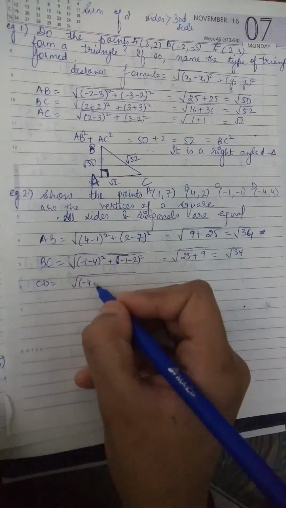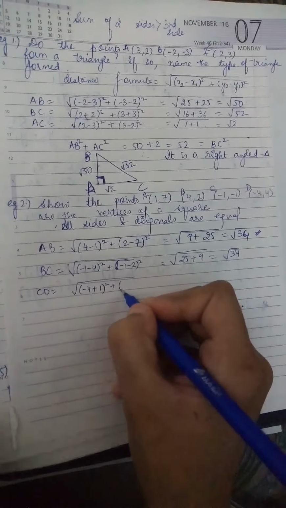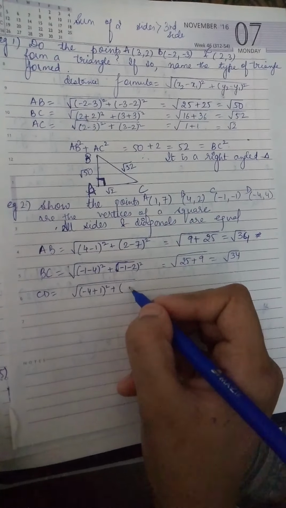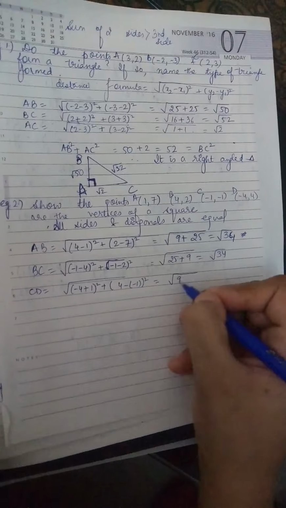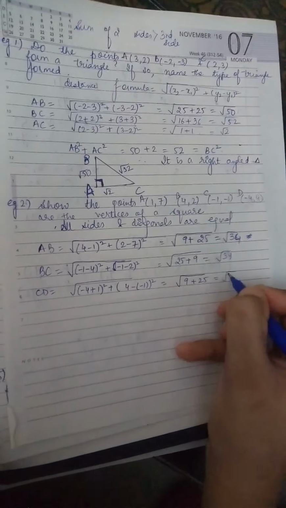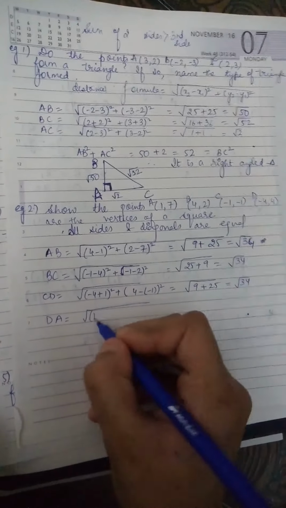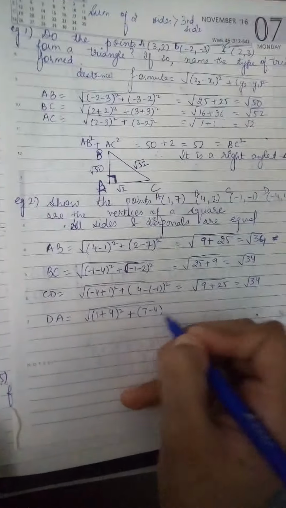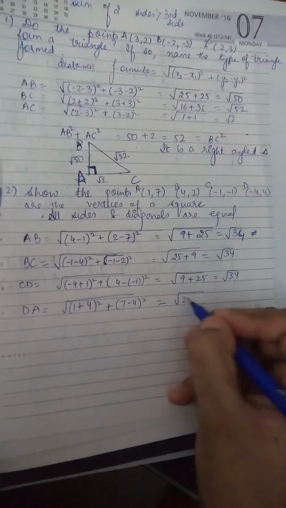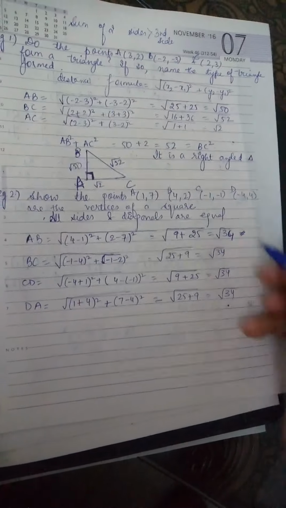CD: (4 minus 1) whole square, which is 3 square is 9, 5 square is 25, which is root 34. And finally DA is (1 minus 4) whole square and (7 minus 4) whole square, which is 5 square plus 9, root 34. Now we can see all the sides are equal.